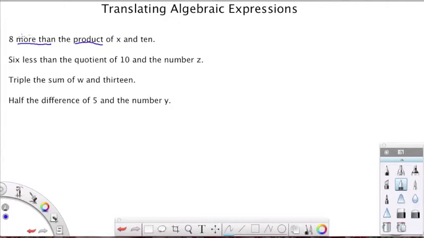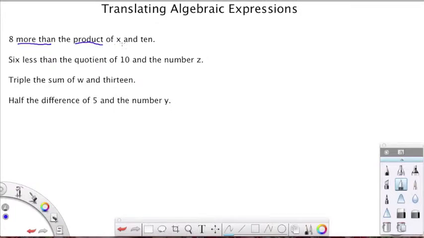So first of all, I want to hear more than, okay, 8 more than. That's 8 more than something. And I think we have mastery of the English language enough to know that more than means we're adding it. It's in addition to. So we're going to be adding there. But here's a key word, product. Now product, when you hear product, you should think multiplication. And product specifically means the answer to a multiplication problem.